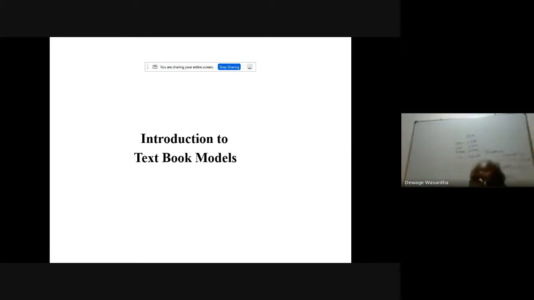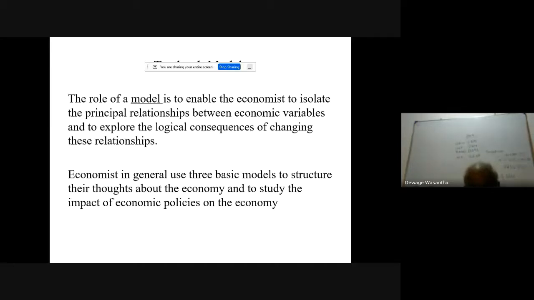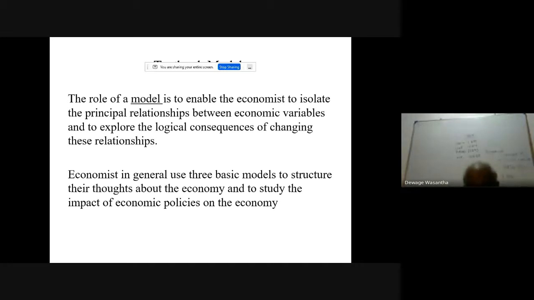The role of a model is to enable economists to isolate the principal relationships between economic variables and to explore the logical consequences of changing those relationships. Why is that important? Then you can understand the direction of movements, in which direction the economy is going. For example, we said our GDP growth rate is negative. Per capita income is falling. So what conclusion can you make? Our economy is shrinking. The growth rate is negative. People's cost of living increases.